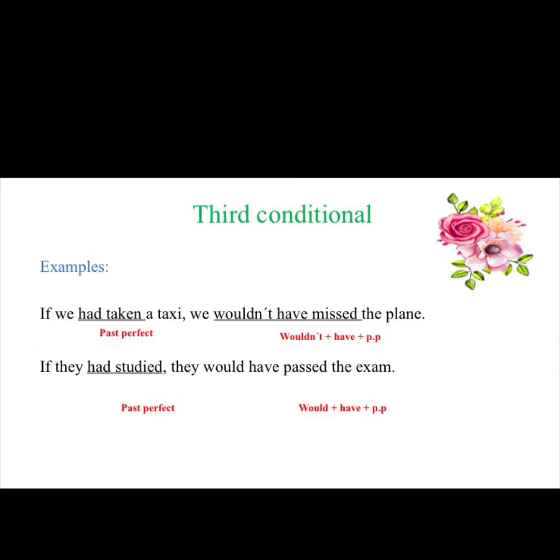Some examples using the third conditional. If we had taken a taxi, we wouldn't have missed the plane. As you can see in the if clause, we are using the past perfect, had taken, and for the main clause, we are using wouldn't plus have plus past participle, which is missed. In the second example, if they had studied, they would have passed the exam. Past perfect in the if clause, and in the main clause, would plus have plus past participle, which is passed.